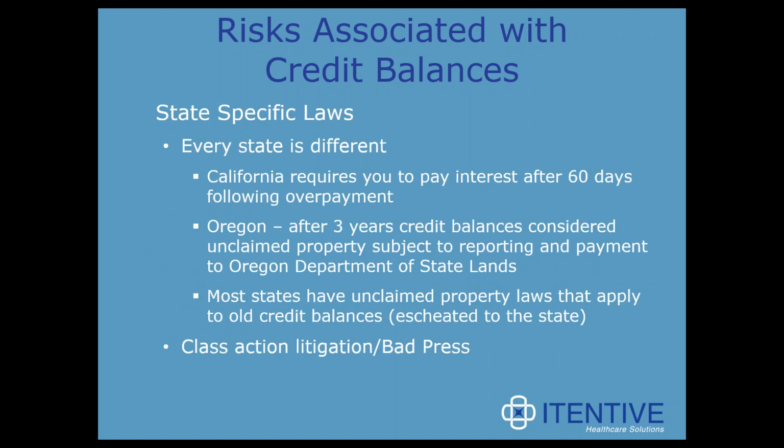There are state laws governing carrying credit balances and not getting the credits back to the individuals within a timely manner. It varies from state to state. So here are a couple of examples of some states and what their rules are. California requires you to pay interest after 60 days following an overpayment. In Oregon, after 3 years, the credit balances have to be considered unclaimed property and then reported back to the state. Most states have unclaimed property laws. It can lead to a class action suit sometimes.